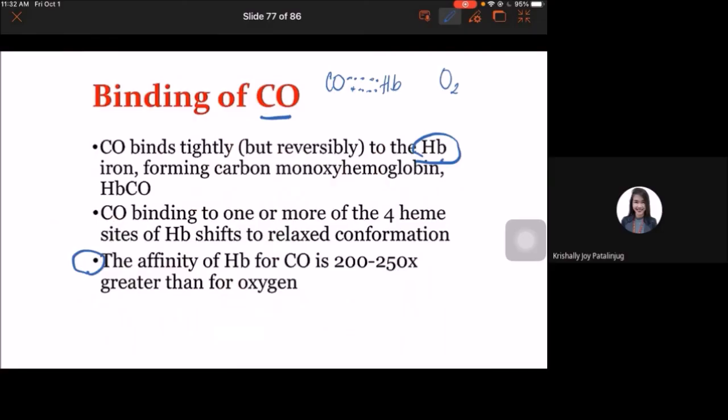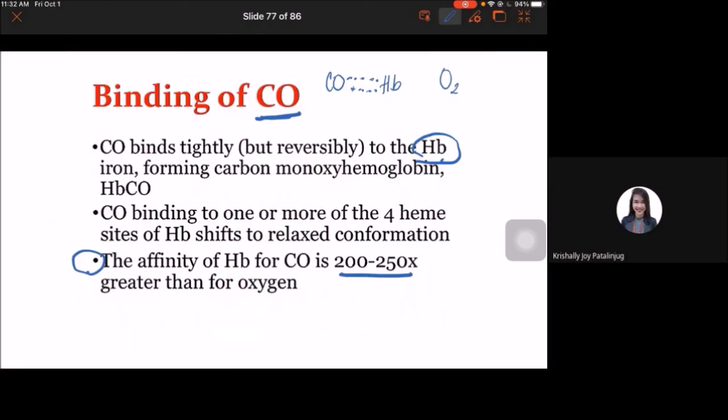And its affinity now of hemoglobin towards carbon monoxide is 200 to 250 times greater than oxygen. Kumbaga, mas attracted si hemoglobin kay carbon monoxide. Kaya nga 200 to 250 times greater affinity than oxygen. Ano sabi natin kay carbon monoxide? This is a negative modulator. It causes negative heterotropic effect. It causes less oxygen binding.